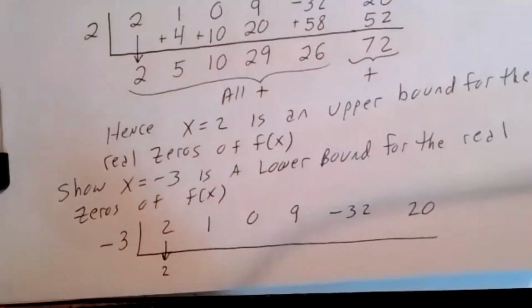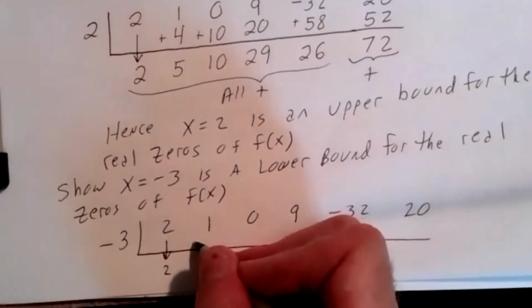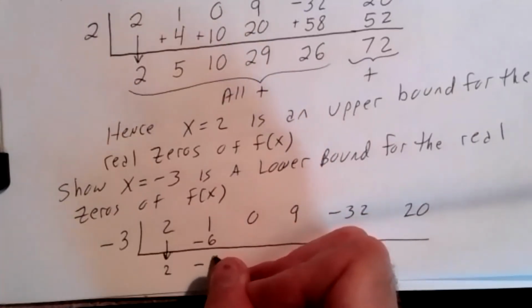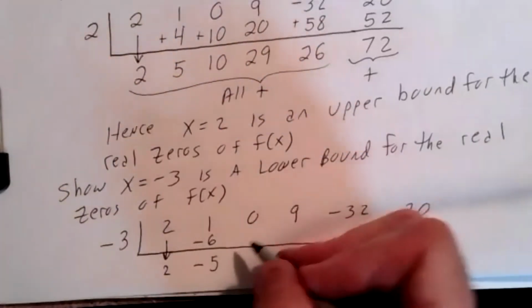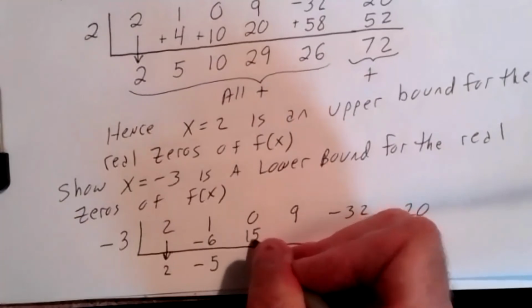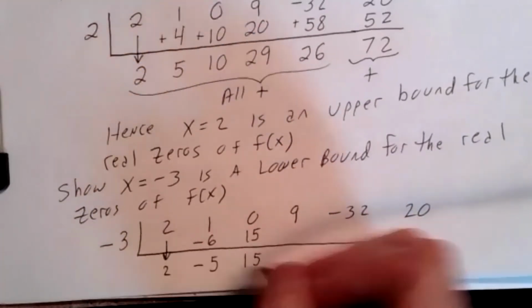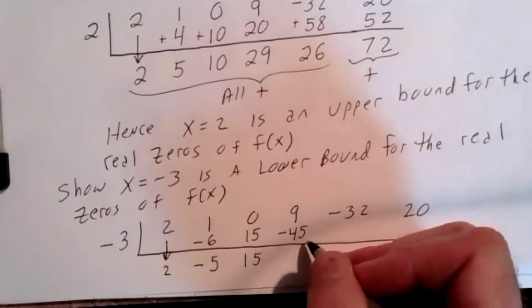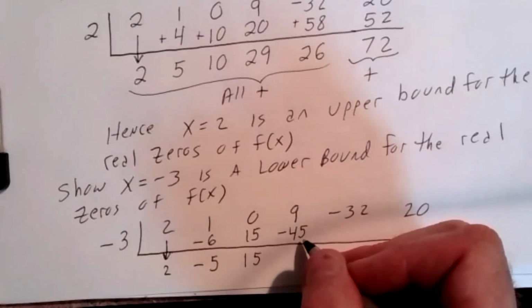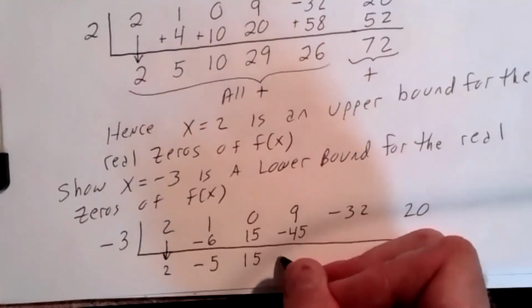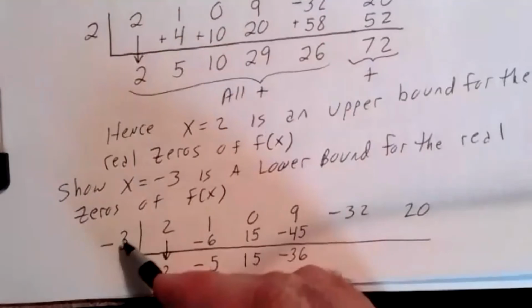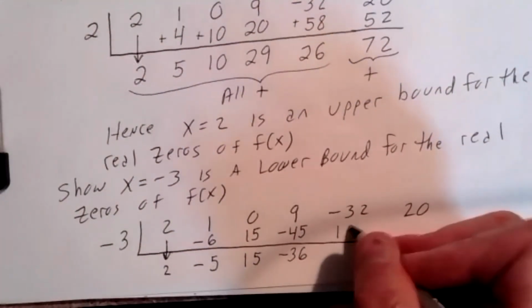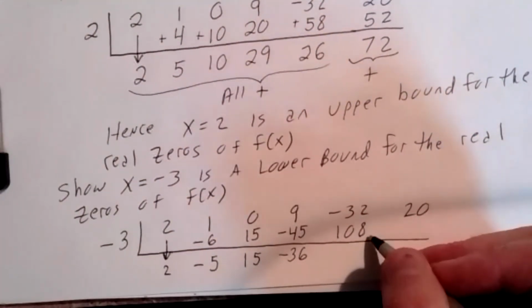Here we go. -3 times 2, -6. Add, you get -5. -3 times -5 is 15. Add, you get 15. -3 times 15 is -45. Add, you get negative what? Is that -36, I believe? Yes. -3 times -36, we get what? 108, I believe, 108. Add these together, what do we get?